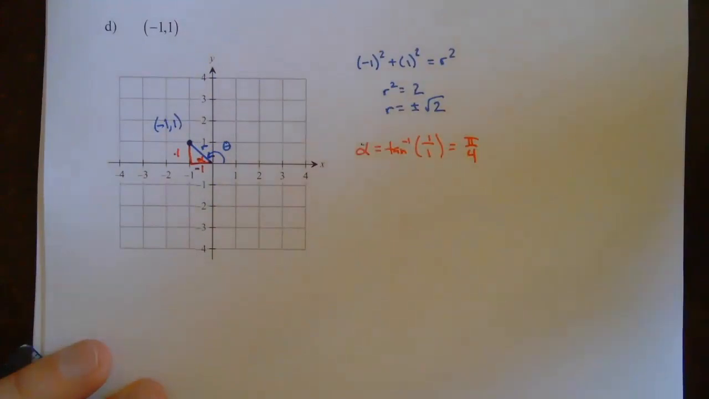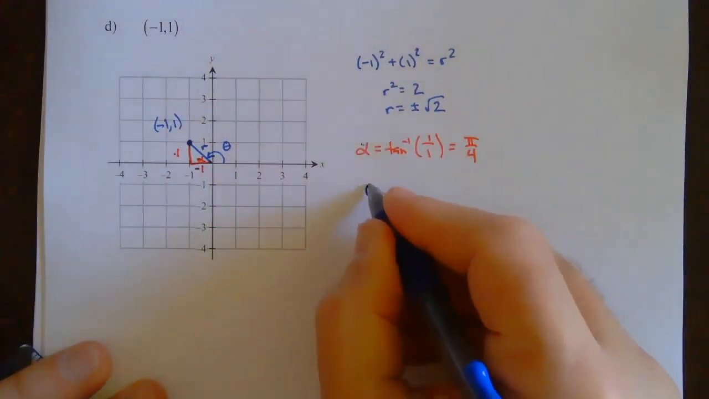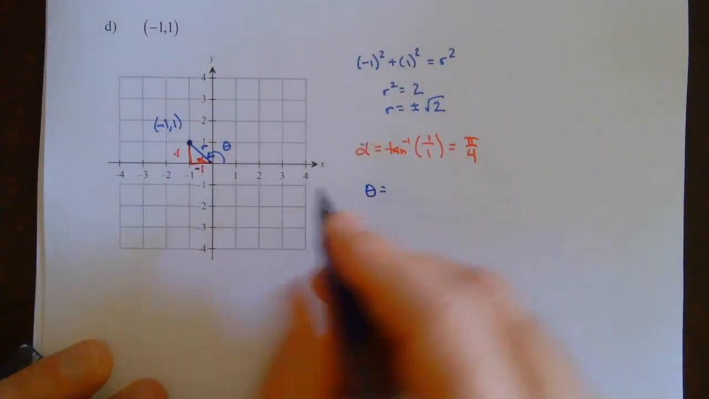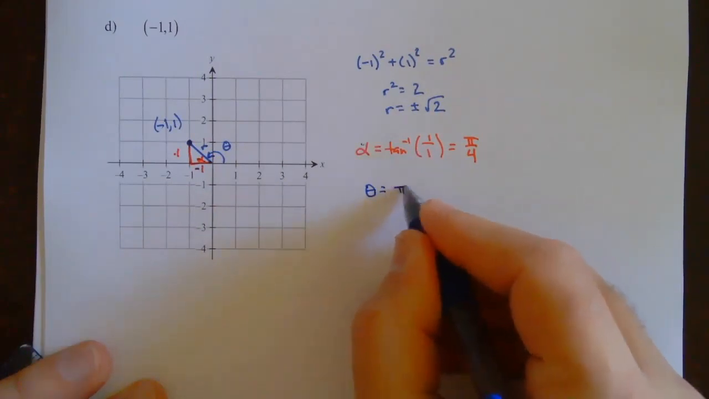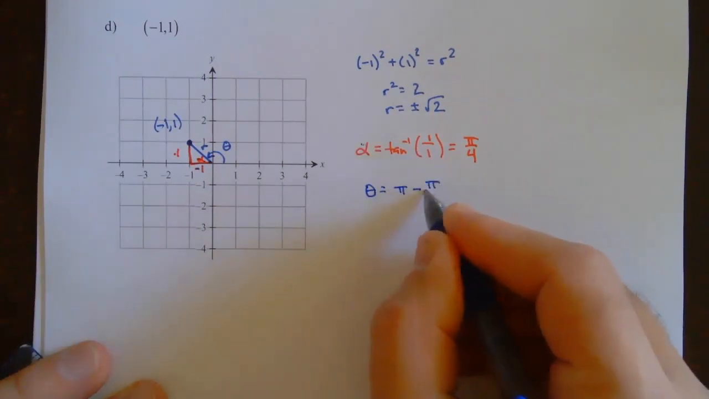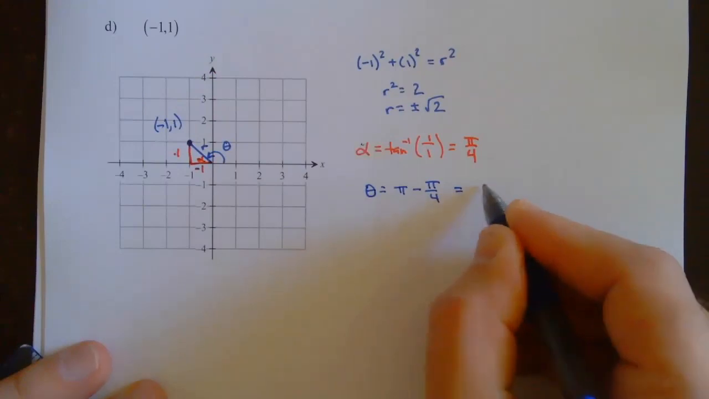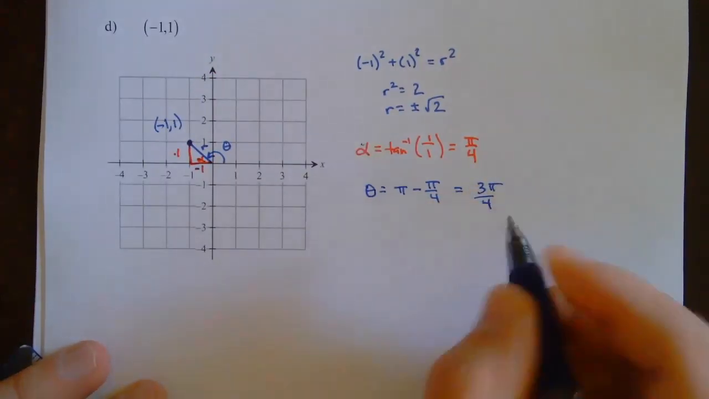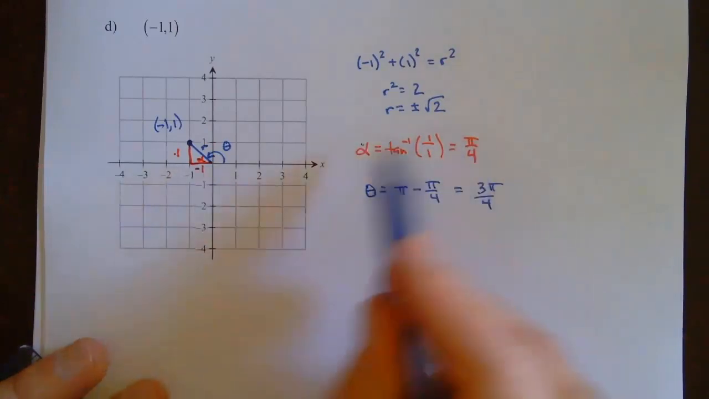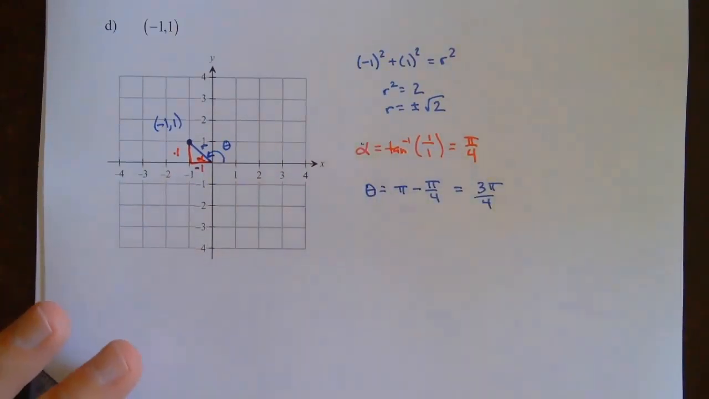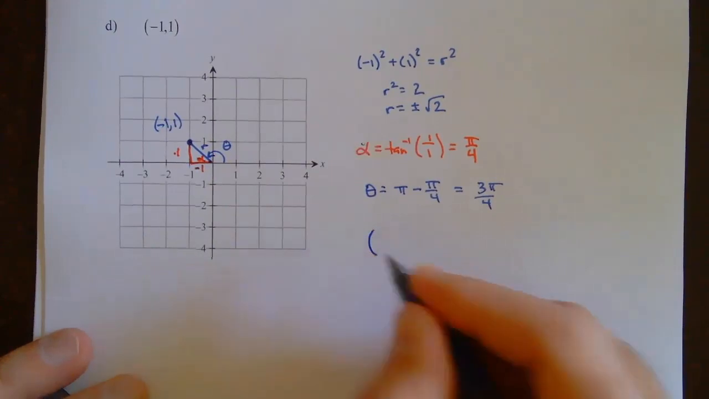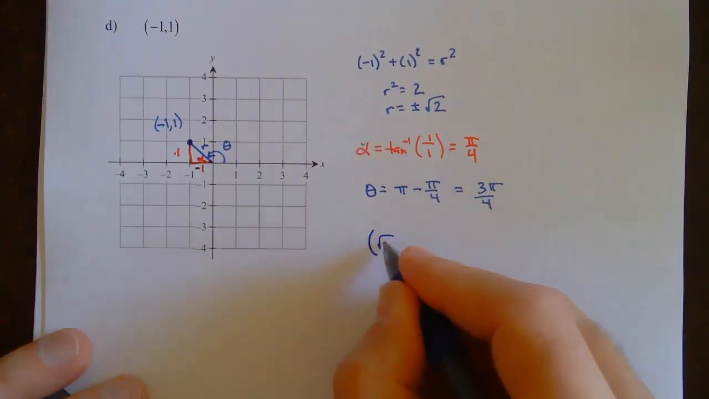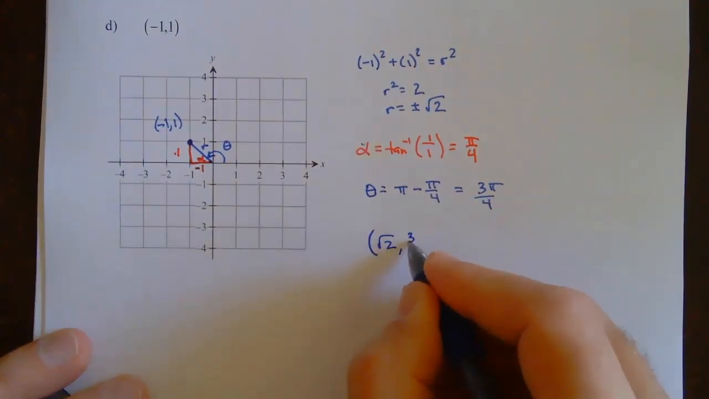Okay, so that's not our angle of rotation though, right? Our angle of rotation would be pi minus pi over 4, which would equal 3 pi over 4. Okay, and if you knew that angle without doing all this work, that's fine. Okay, so our R would be the square root of 2, and our angle of rotation would be 3 pi over 4.